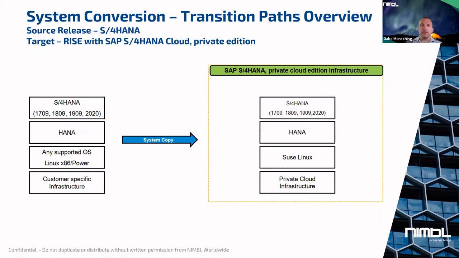Next slide, please. Next, for customers that are already on S4HANA, as long as you're on 1709 and higher, 1709, 1809, 1909, or 2020, you can do a system copy like for like and not upgrade your system over to the private cloud edition of SAP S4HANA.